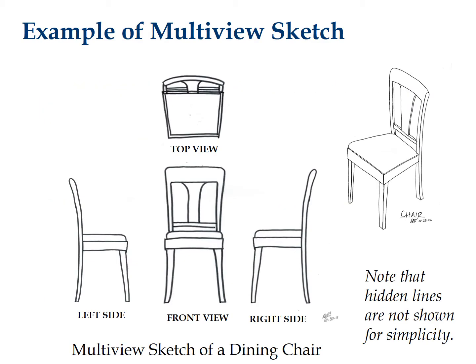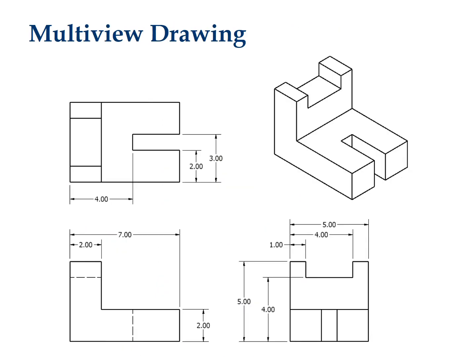Here's an example of a multi-view sketch of a dining room chair. Note that the hidden lines are not shown for simplicity. Here's another example of a multi-view. Please take time to really look at this object. You will see this object many times throughout IED, and this is a really good example of a multi-view because it shows the different types of lines and correct usage of dimensions.